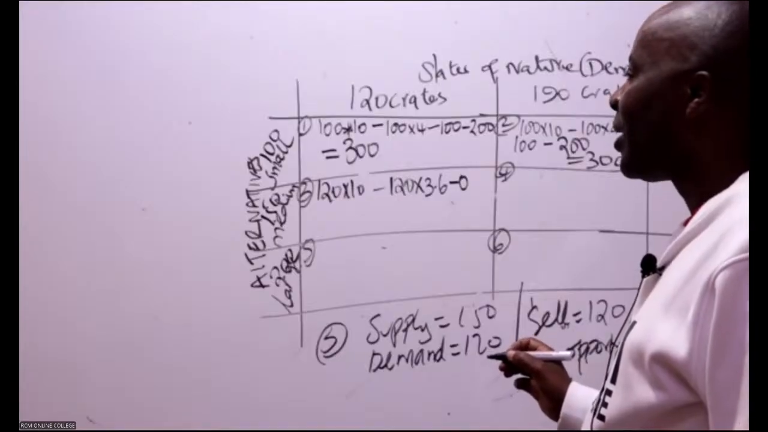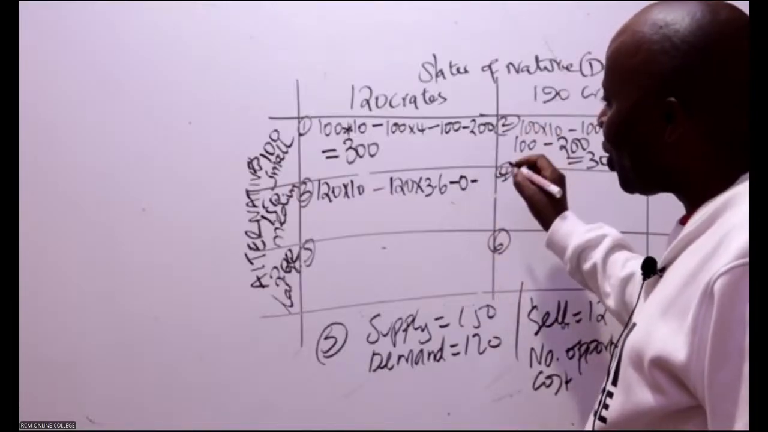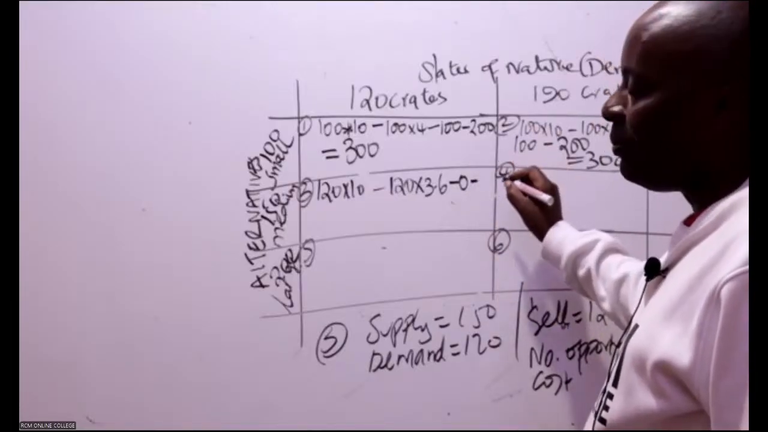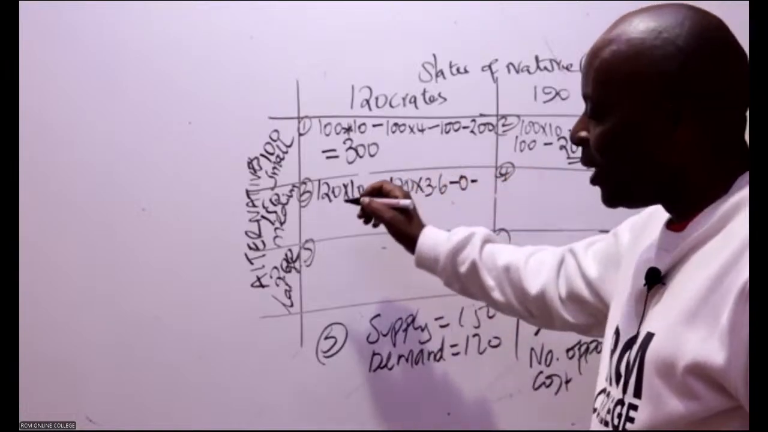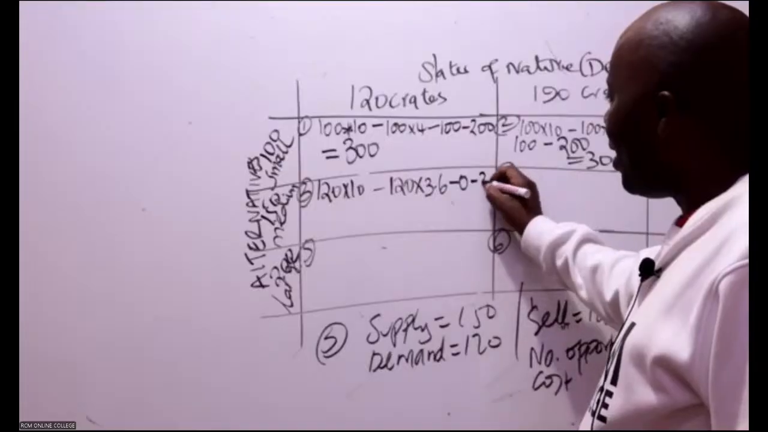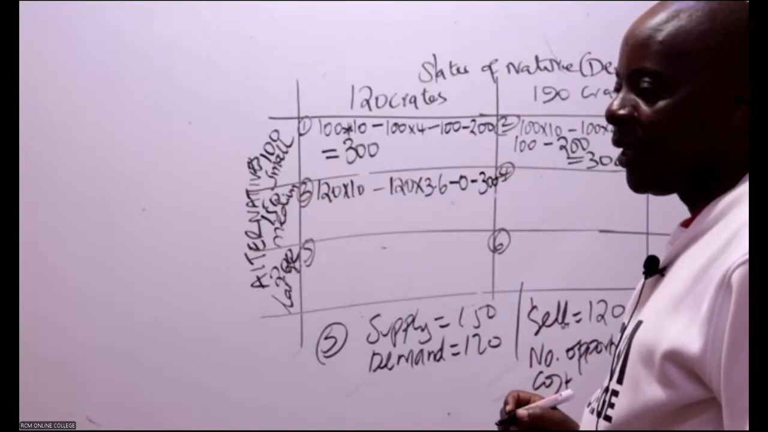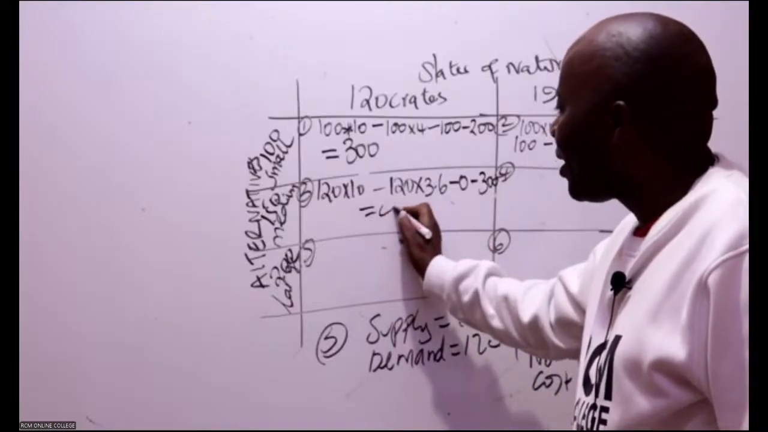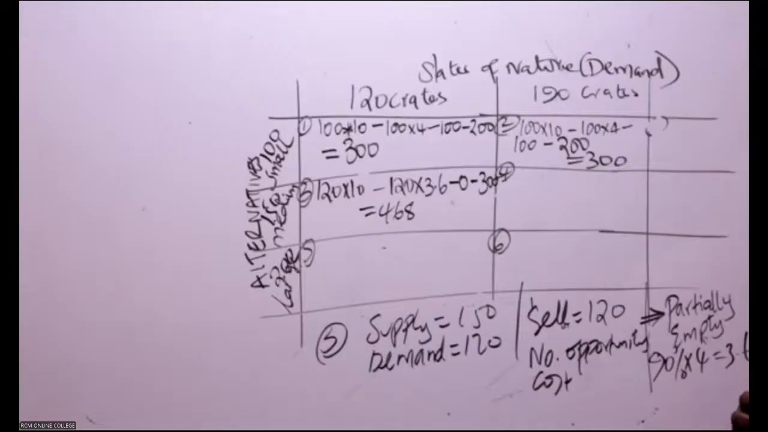And then, of course, at the end of the day, ladies and gentlemen, minus our depreciation for medium, which is 300. So then this will end up giving us 468.